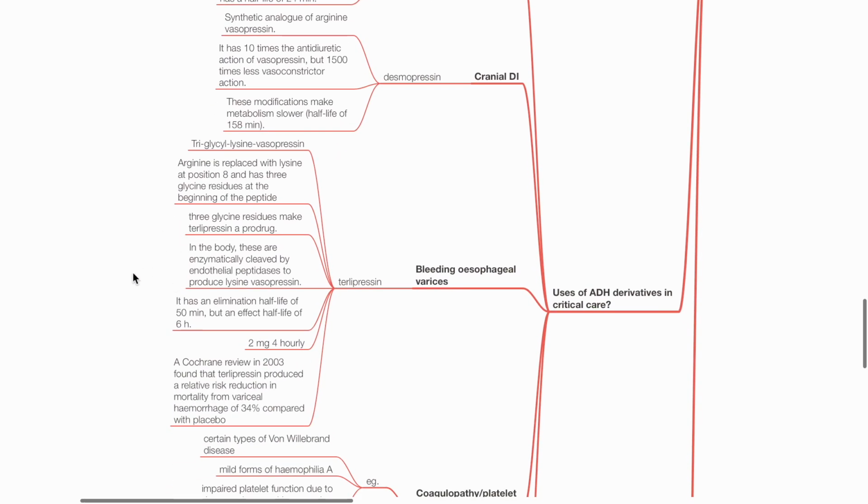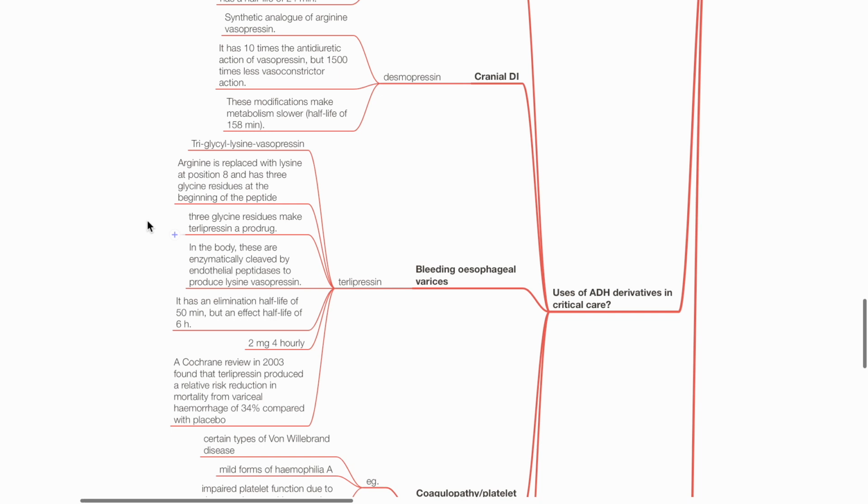Bleeding esophageal varices are treated with terlipressin. This is triglycyl lysine vasopressin. Arginine is replaced with lysine at position 8 and has 3 glycine residues at the beginning of the peptide. The 3 glycine residues make terlipressin a prodrug. In the body, these are enzymatically cleaved by endothelial peptidases to produce lysine vasopressin.